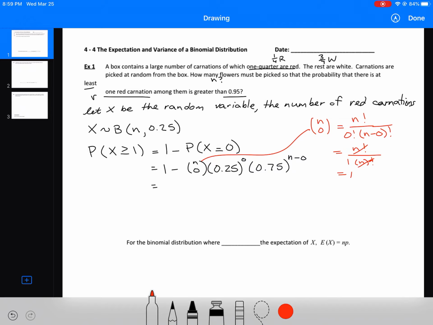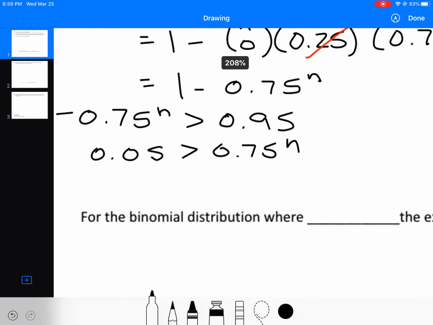Okay, in the same color, I'm going to cross this whole part of our expression out. That also goes to 1, and then that 0 doesn't really matter. So what we're left with here is 1 minus 0.75 to the n. So we also know our probability. We know that this has to be greater than 0.95 or 95%. First thing I'm going to do is some rearranging. So 0.05 has to be greater than 0.75 to the n.